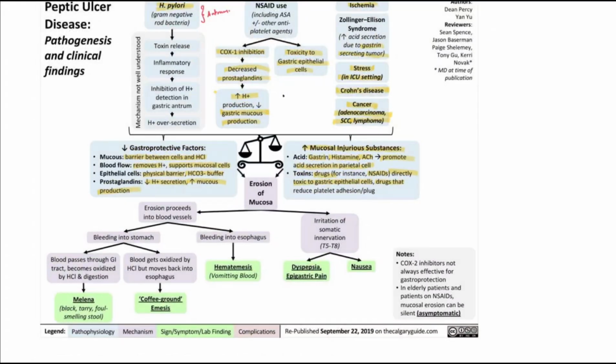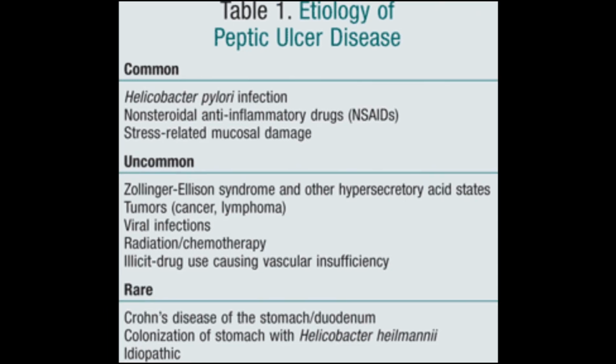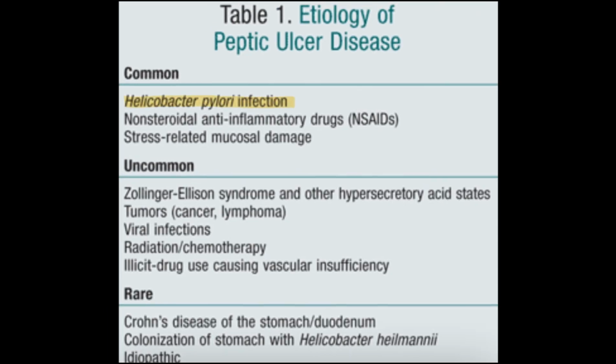Next, we have some causes of peptic ulcer disease. Common causes will be H. pylori infection, NSAIDs, prolonged use of NSAIDs, and stress related mucosal damage. Okay, so stress related mucosal damage means smoking or stress ulcers will cause stress related mucosal damage. Next we can see uncommon causes, that is Zollinger-Ellison syndrome, meaning gastrinoma, a gastric tumor, and other hypersecretory acid states, tumors and cancers.